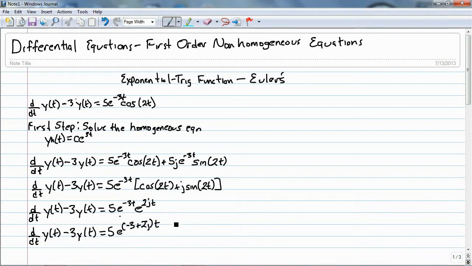So now we need to come up with our non-homogeneous test solution. And we're going to use A e to the negative 3 plus 2j quantity t, and now we can put that into our differential equation.